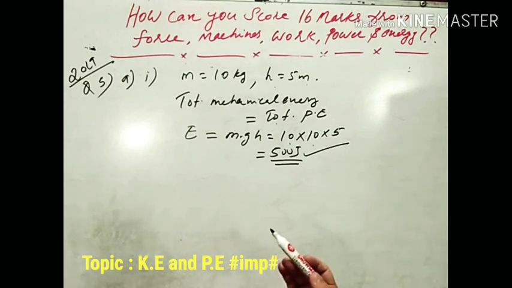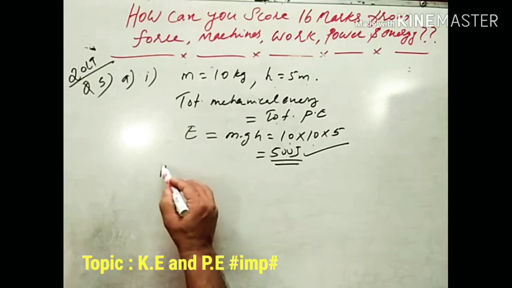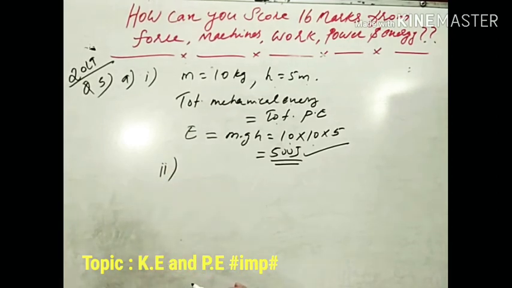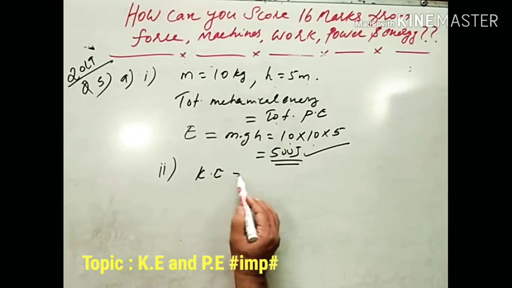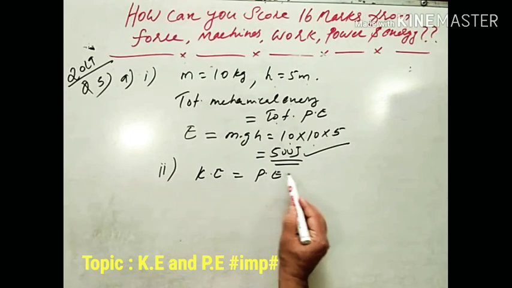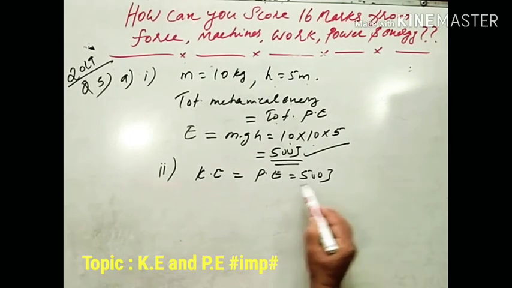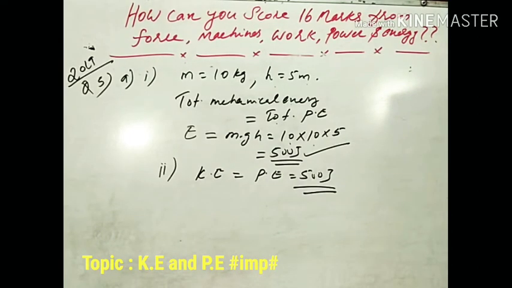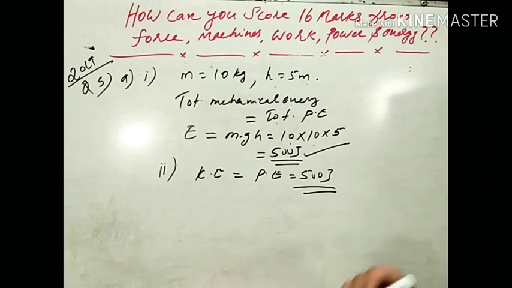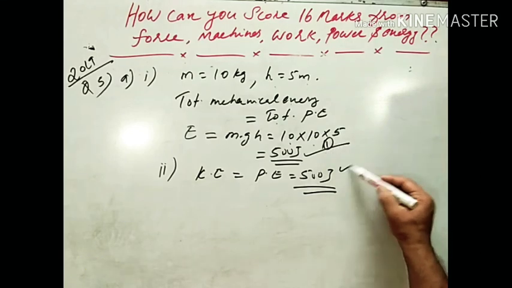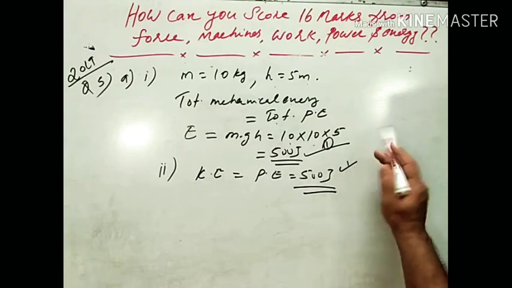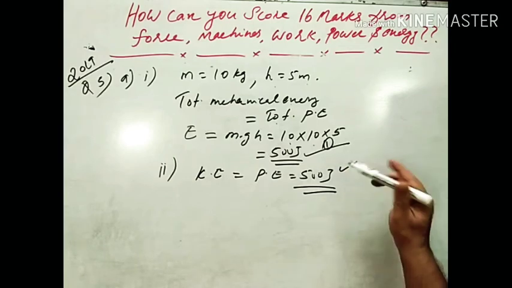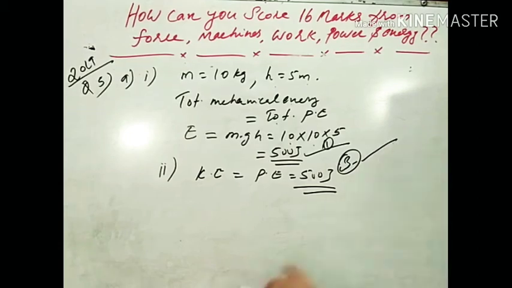What is the kinetic energy possessed by the body, second part, just before hitting the ground? Just before hitting the ground, the kinetic energy will be equal to the potential energy. That's equal to 500 joule. Again, so simple. If you remember the law of conservation of energy and the concept, you can easily attempt this question. 1 plus 1 plus 1, it carries 3 marks in total.